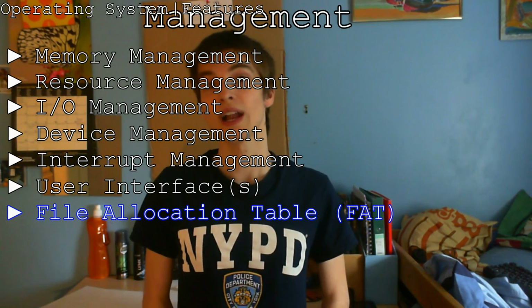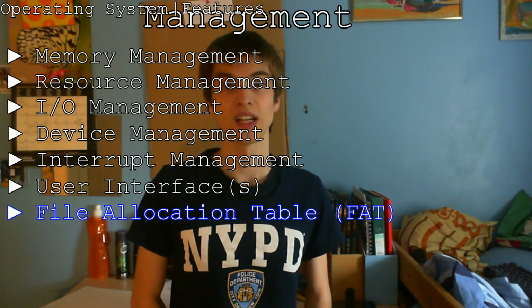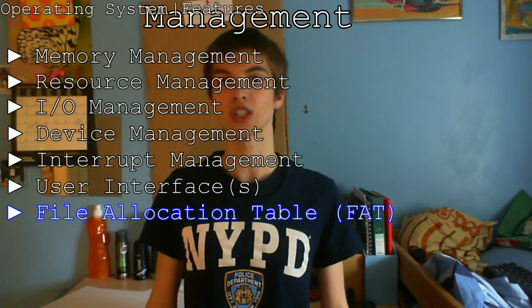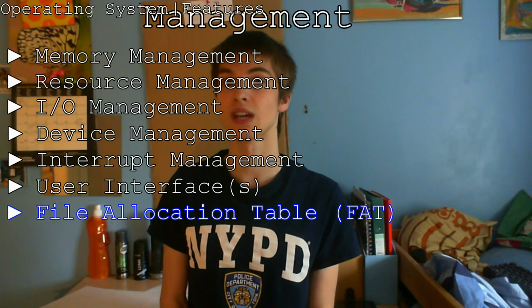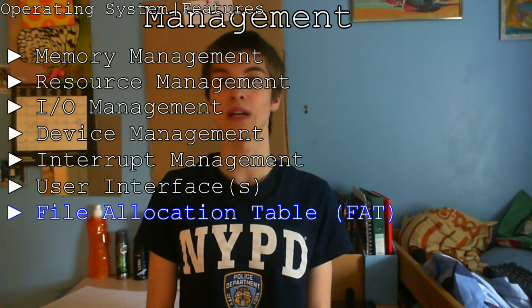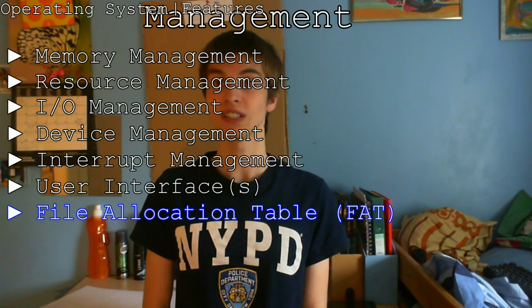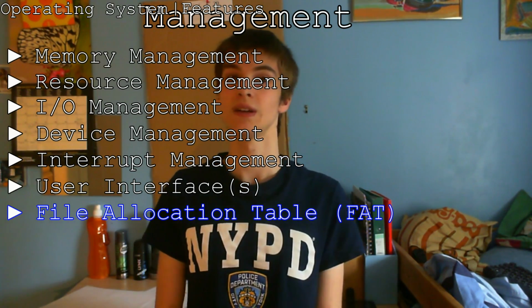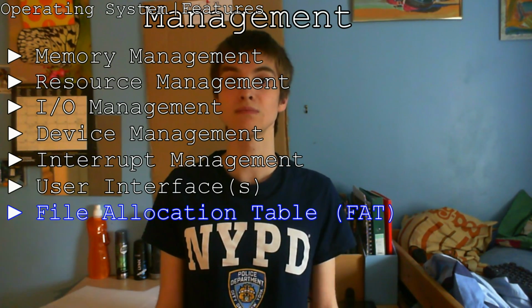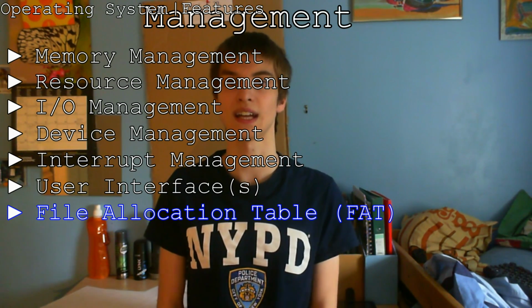Now, there's a file allocation table as well, the FAT, a map of where files are stored, which also contains various metadata such as file names, access rights, and the file size. It is used by the operating system when files are saved, deleted, and accessed.